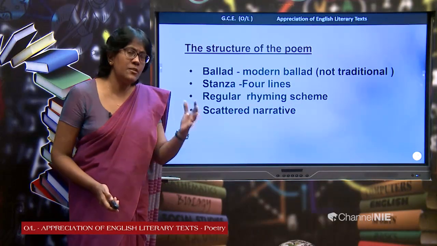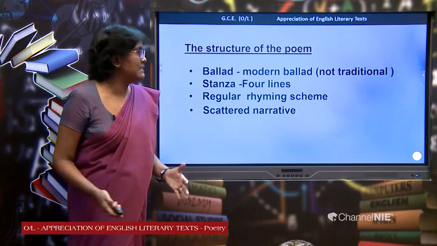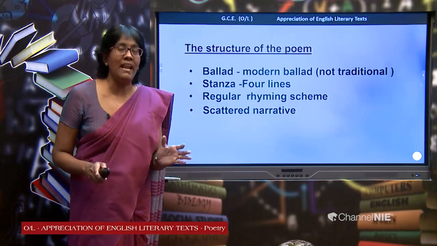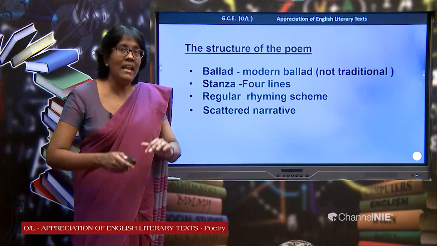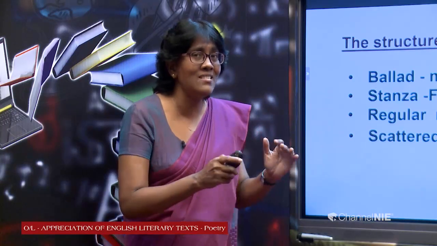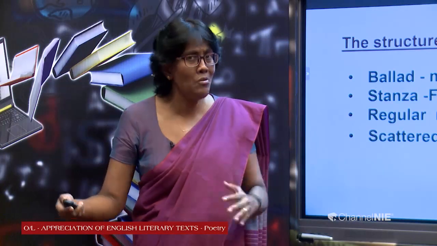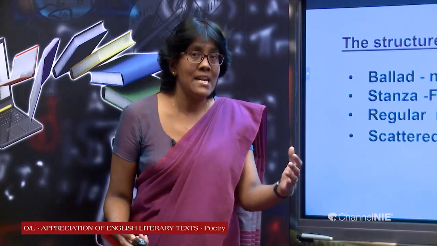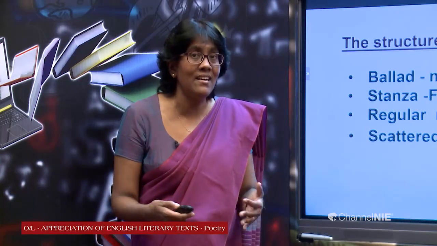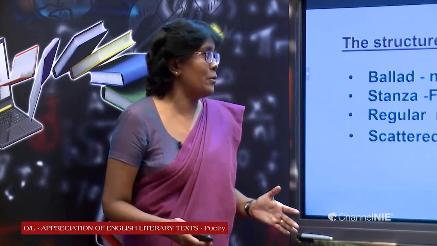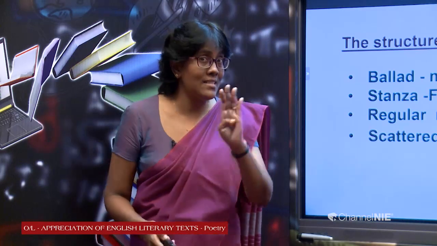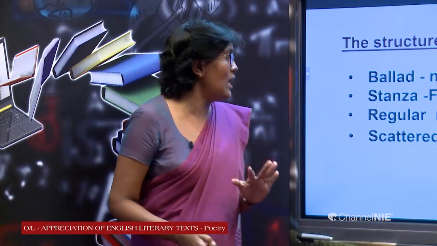Right. Now, it's better if we look at the structure of the poem. Remember, children, this poem is written in the form of a ballad. And remember, this is not a traditional ballad. It's a modern ballad. And keep this in mind, ballads are not written documents. Ballads are passed from generation to generation. Normally, agricultural societies tell stories and sing. They pass stories. There is a rhyming scheme also, and here you get the regular rhyming scheme. Remember, there are stanzas, and each stanza here has four lines.